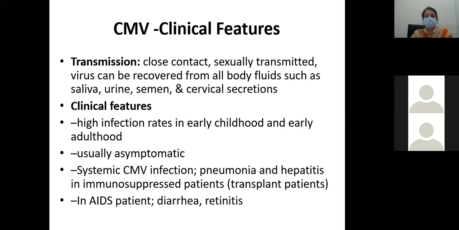Clinical features: high infection rates in early childhood and early adulthood, and usually these are asymptomatic. In systemic cytomegalovirus infection, there can be pneumonia and hepatitis in immunosuppressed patients, like transplant patients, and also in AIDS patients. In AIDS patients, there can be diarrhea and retinitis.